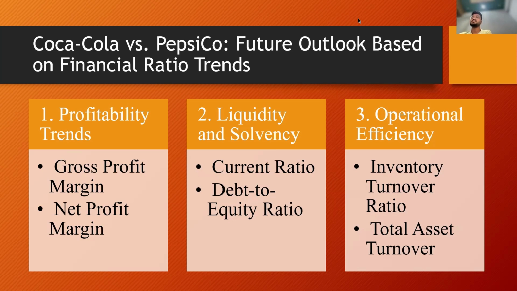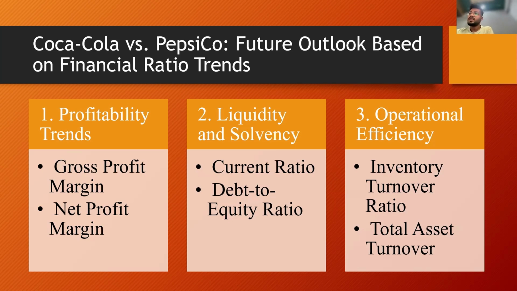Third, operational efficiency. Inventory turnover ratio. Coca-Cola demonstrates an inventory turnover of 8.83, indicating efficient inventory management. PepsiCo has a lower turnover at 4.39, suggesting longer inventory holding periods. Total assets turnover. Coca-Cola achieves a ratio of 0.85, showcasing effective utilization of assets to generate revenue, whereas PepsiCo records a ratio of 0.42, pointing to potential inefficiencies in assets used.